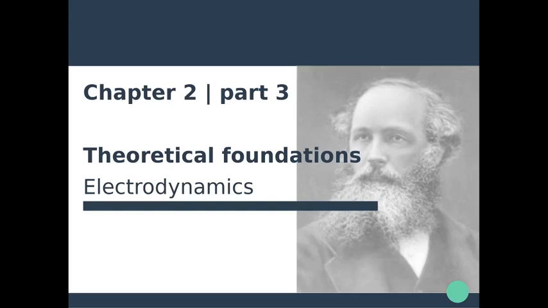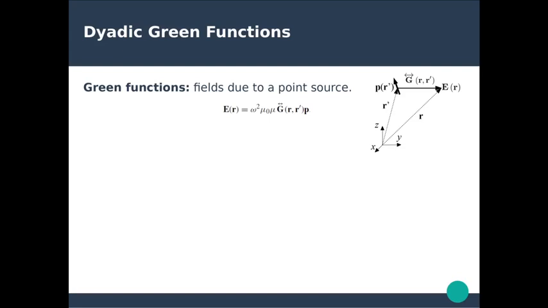Today is the third and last video for this chapter 2 and we cover a few very important concepts in nanophotonics. So the first one is actually dealing with the Dyadic Green function formalism. Dyadic Green functions or Green tensors are just mathematical objects that allow us to calculate the fields, whether it's an electric field or a magnetic field, from a point source.